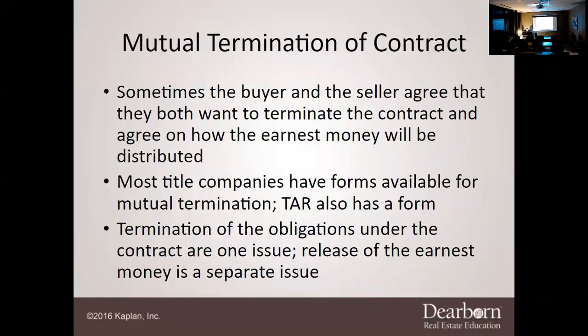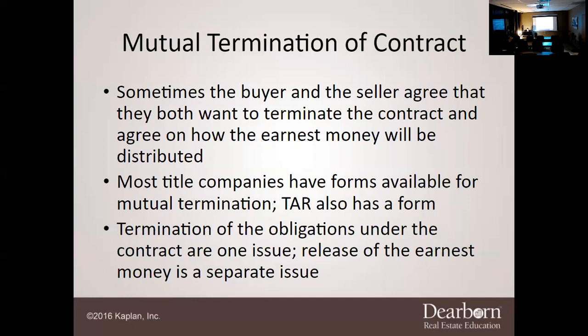All right. Now, there is what's called a mutual termination of the contract. Sometimes the buyer and the seller agree that they both want to just terminate the contract and agree on how the earnest money will be distributed. Most title companies will have a form that's available for the mutual termination. TAR also has a form. The termination of the obligation under the contract is one issue. The release of the earnest money is going to be a separate issue.